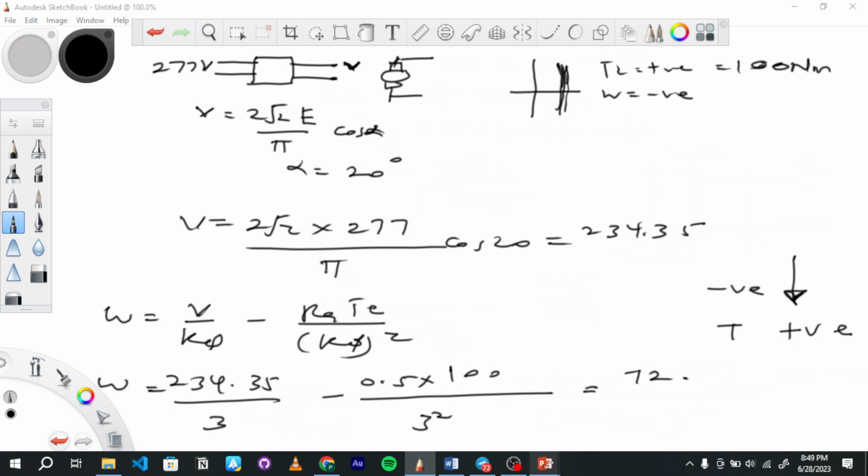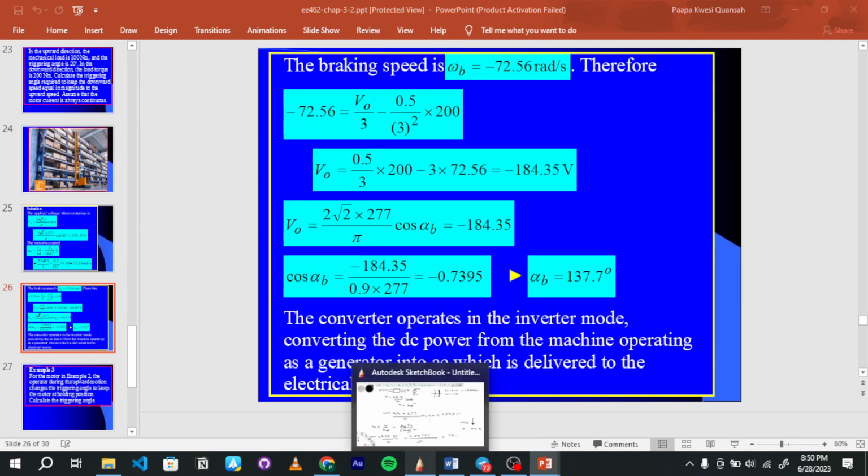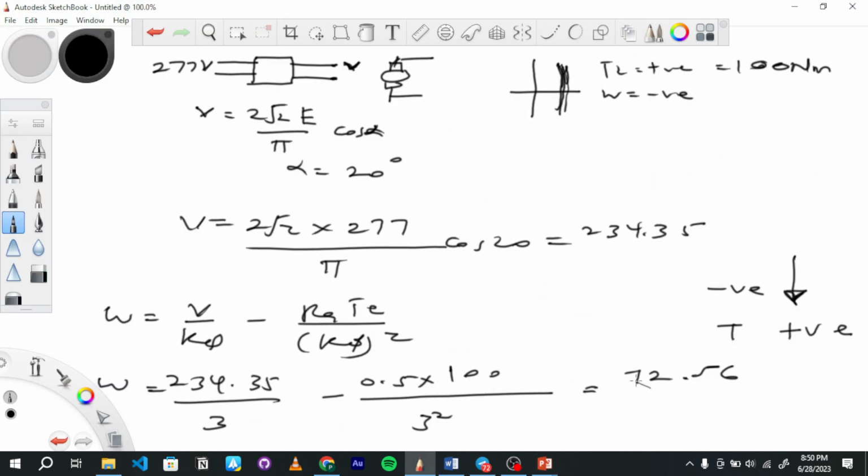Calculate the triggering angle required to keep the downward speed equal in magnitude to the upward speed. For the downward speed computations, you have to make the speed negative. You have the same magnitude, but it will be the negative of it. So that's what you must know: because it's unidirectional, the speed becomes negative. So it's supposed to be negative 72.56.